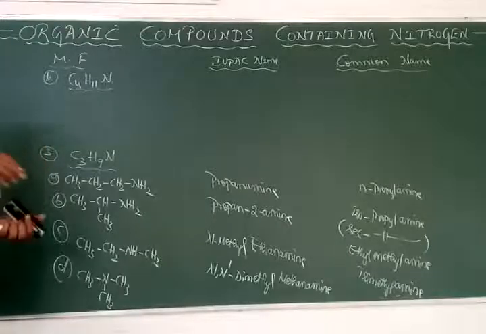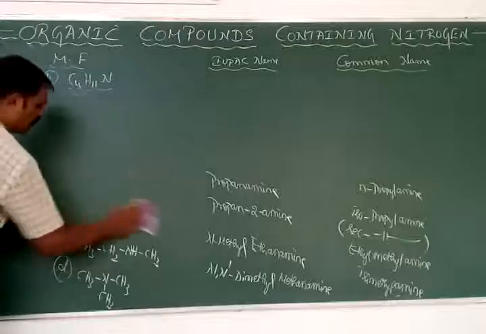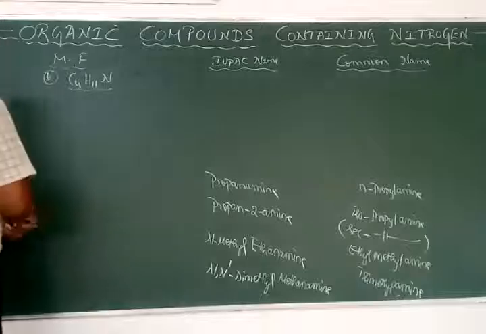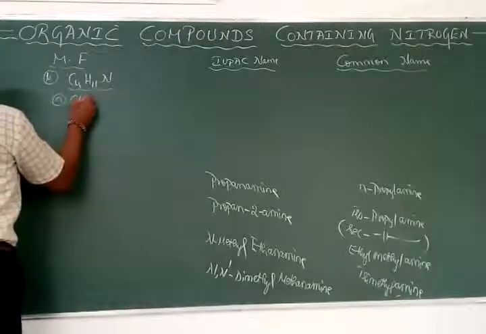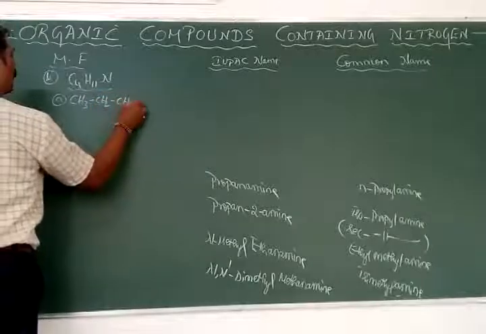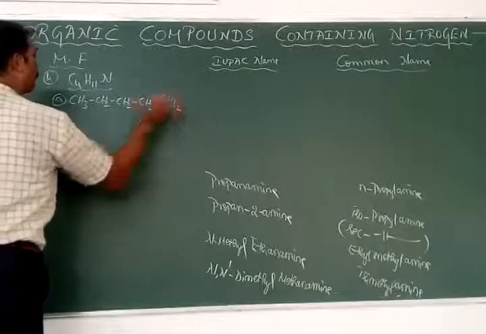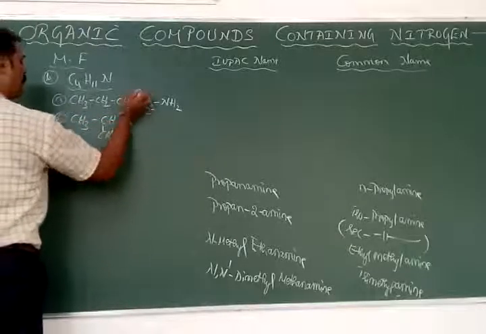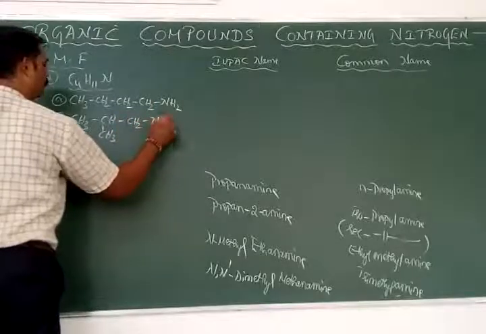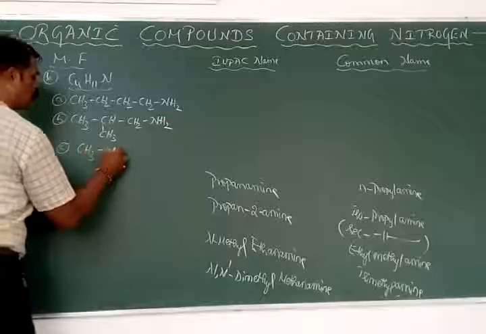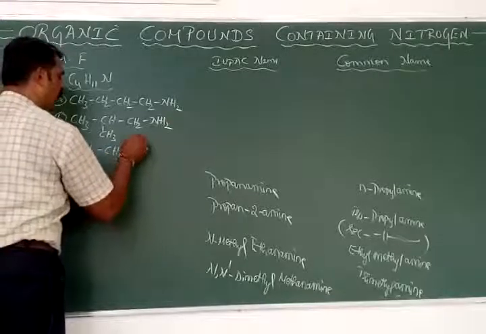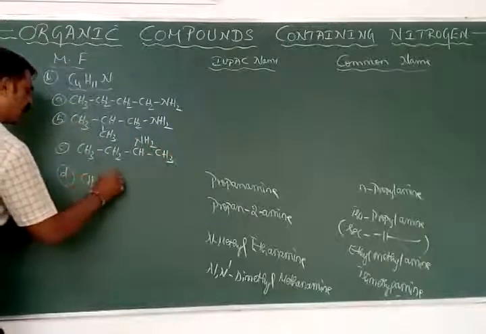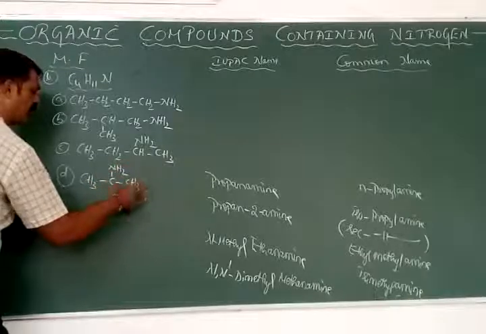C4H11N. Then what are the various possibilities with respect to this formula? The first possibility is CH3CH2CH2CH2NH2. The second one is CH3CH(CH3)CH2NH2. Then CH3CH2CH(NH2)CH3, and then D is (CH3)3C-NH2.